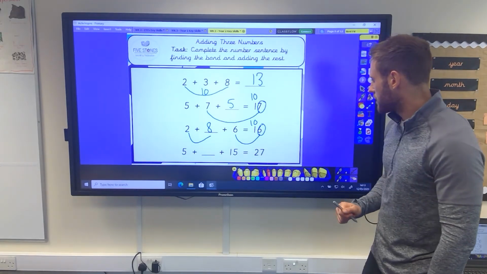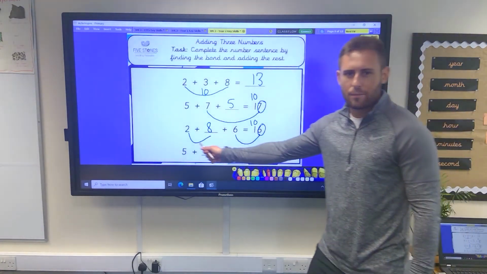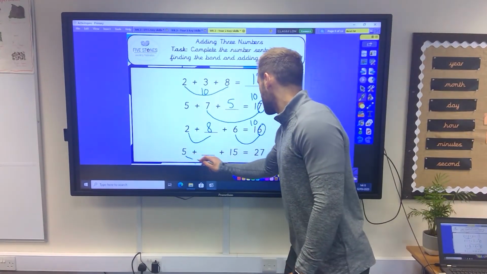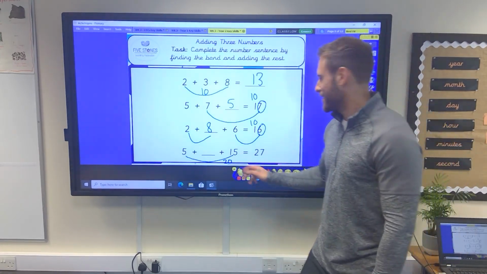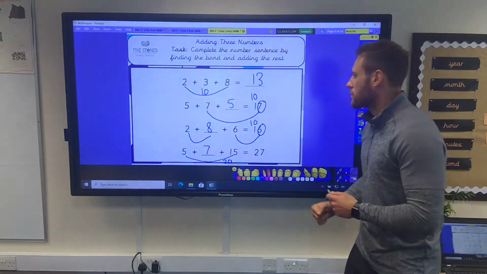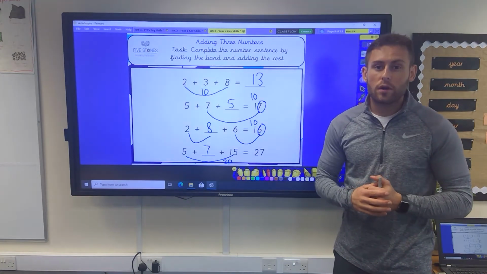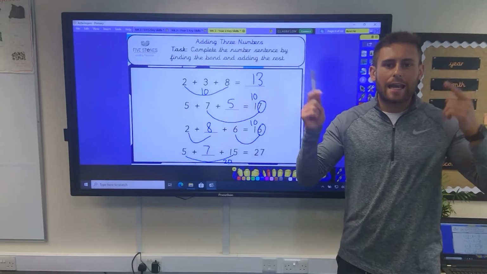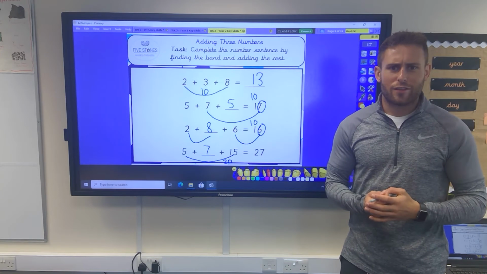And then finally, 27, part of 15, a part of 5. What's that bond? 15 and 5 is 20. So what's going to be left? Yes, 20 and 7 makes 27. So well done if you managed to spot those bonds. Don't worry if you weren't able to and you just had to add them up and figure out that missing part. That's fine. Those are stepping stones to get us to think a little bit more mathematically and thinking more efficiently rather than harder.